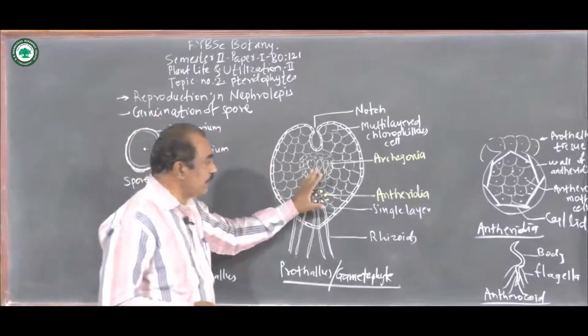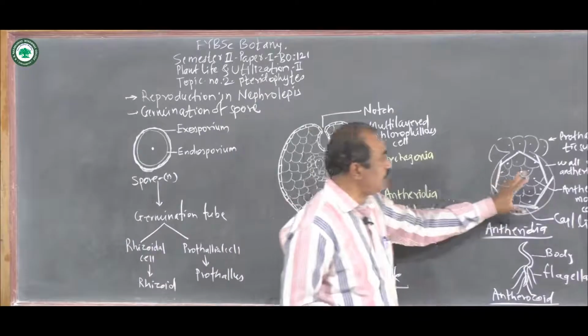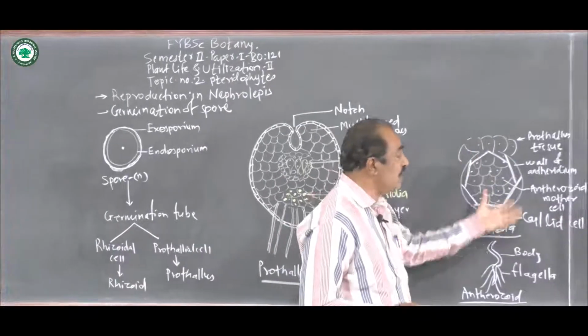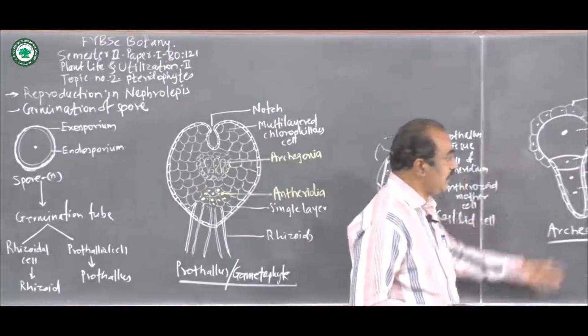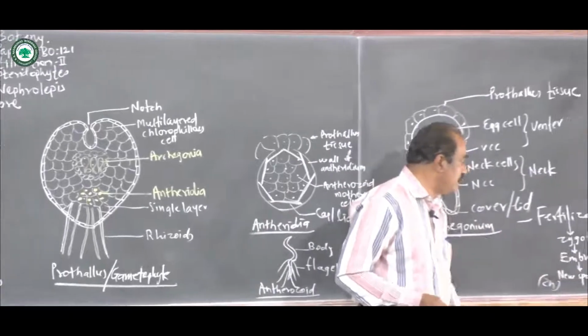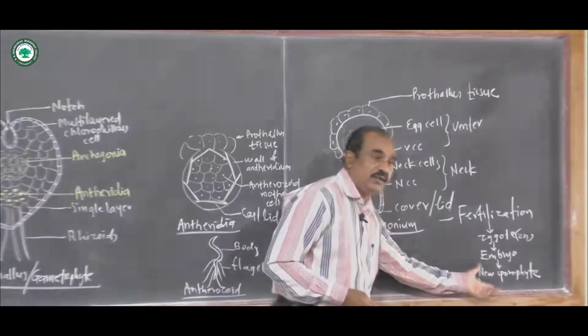So this female reproductive structure and male reproductive structure are both haploid, but after fertilization this zygote is diploid. So the next generation is diploid.